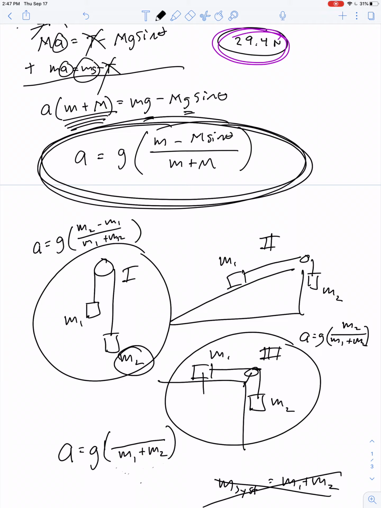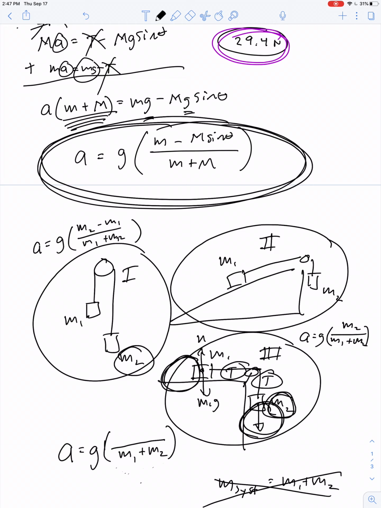And that's because the weight of block number 1 is canceled by the normal force, and there's no other force pulling back in the opposite direction. So the tension can be thought of as an internal force to the system, so the weight of block 2 is the only external force, so mass number 2 is really the only quantity that's tending to increase or drive the acceleration of the system.